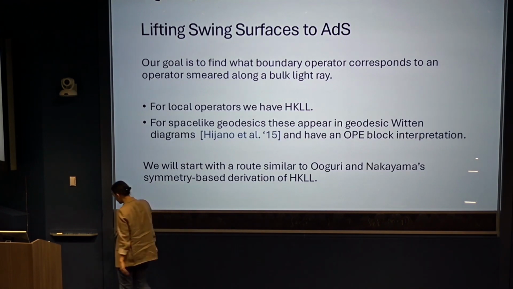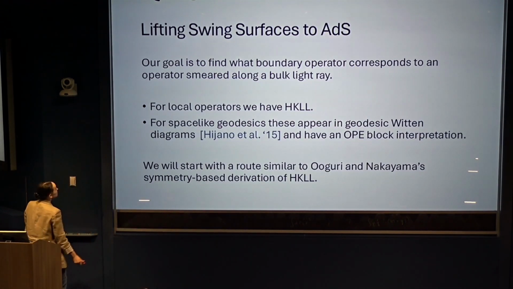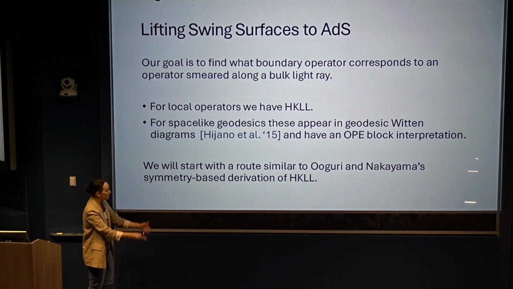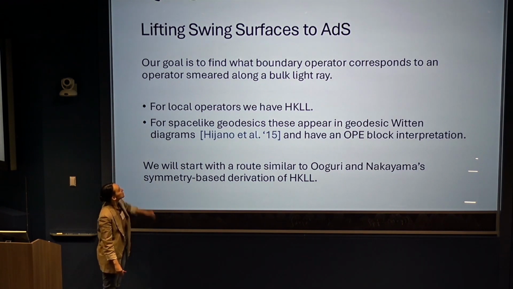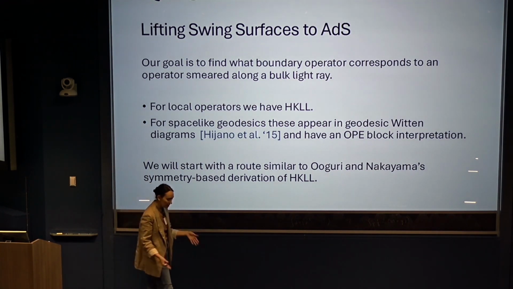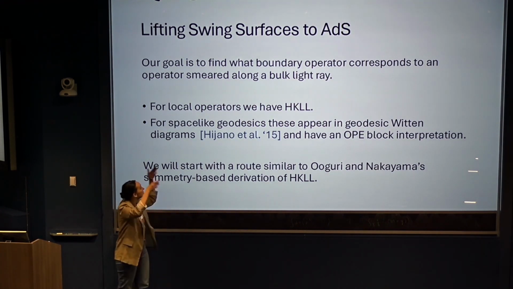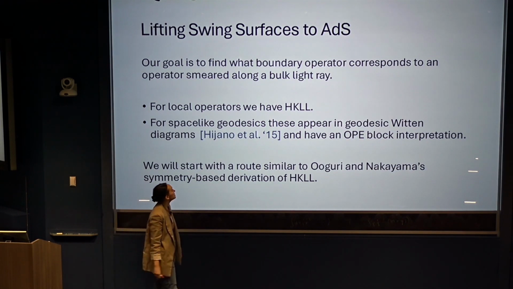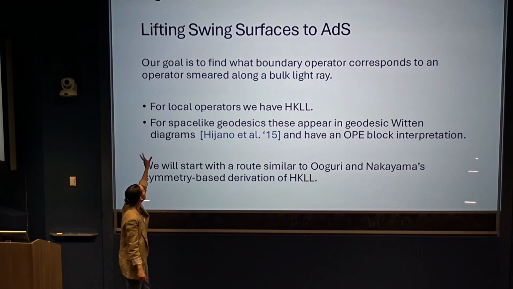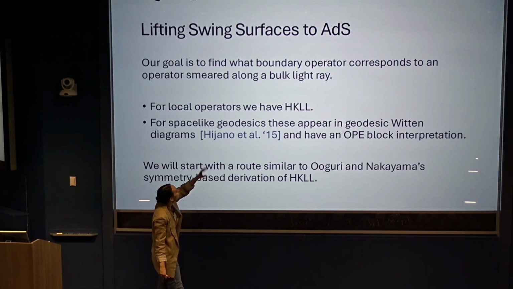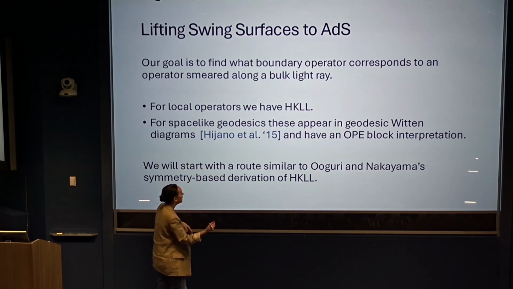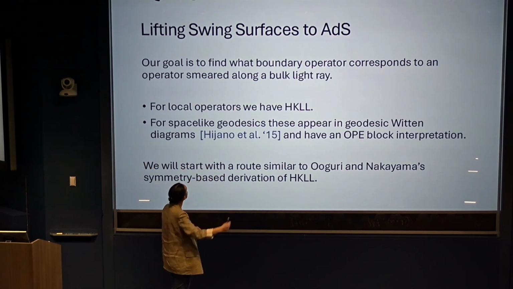So the goal for the next part of the talk is to do what the title says, which is let me lift these swing surfaces to AdS. And when I say that, I mean I'm lifting both those ropes to AdS and then that bench, seeing why the bench comes out. So the more concrete computational goal is let me try to find what boundary operator would correspond to an operator speared along a bulk light ray.